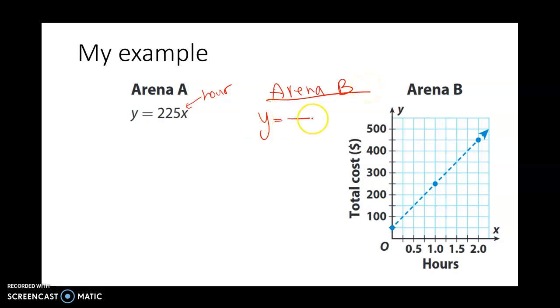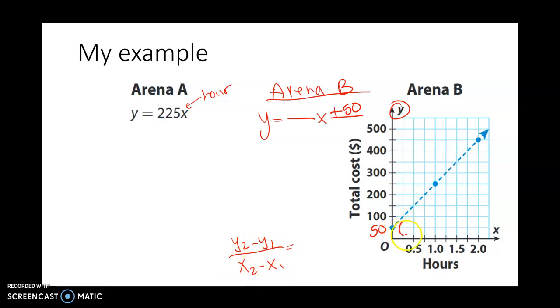So y equals something x plus or minus something. I like finding the y-intercept first. It's wherever this line hits, and it hits right here, halfway between 100 and 0, which is 50. So that is my y-intercept, so I'm going to put plus 50. Next, I've got to find my slope using my handy-dandy slope formula, y2 minus y1 over x2 minus x1.